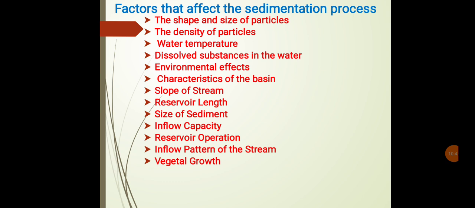The next one is factors affecting the sedimentation process: the shape and size of the particle, density of the particle, water temperature, dissolved substances, environmental effect, characteristics of the basin, slope of the stream, reservoir length, size of the sediment, inflow capacity, reservoir operation, inflow pattern of the stream, and vegetative growth. Based on those factors, the sedimentation process is happening.